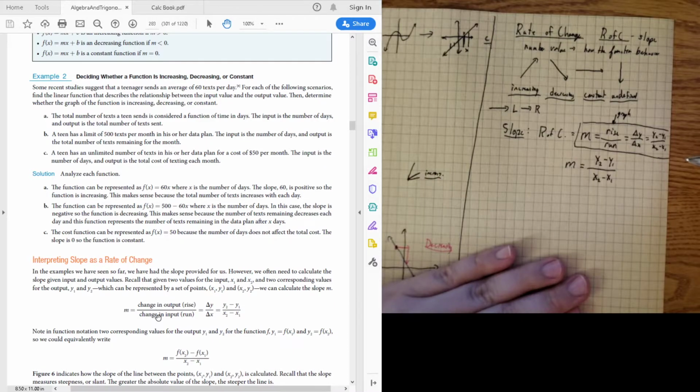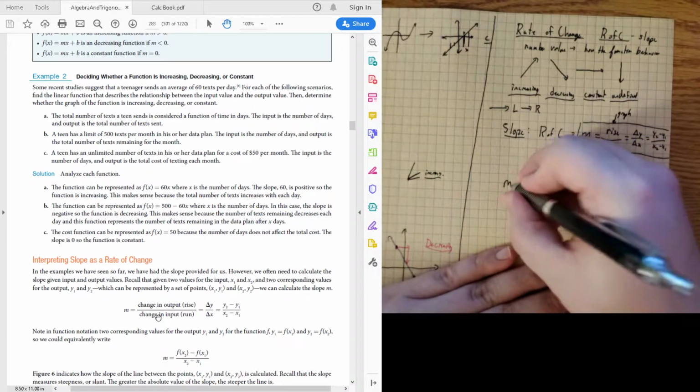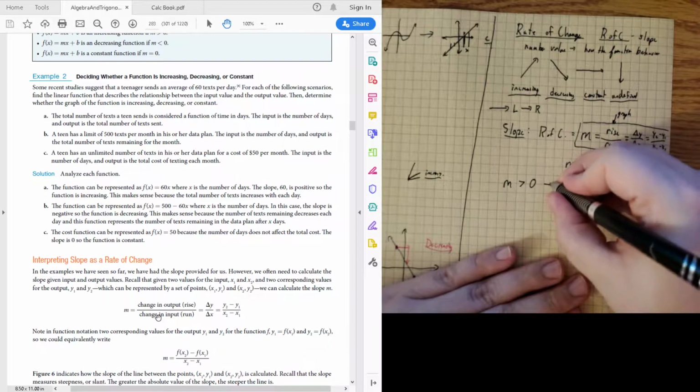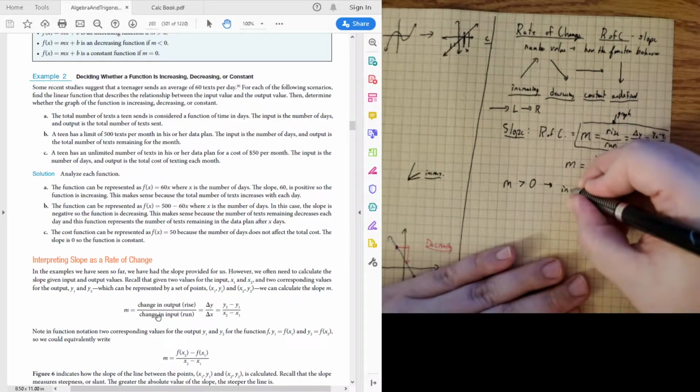Now, how do all of these link back together? Well, it's very simple. If m is bigger than 0, this means that in my picture, we're going to be increasing.